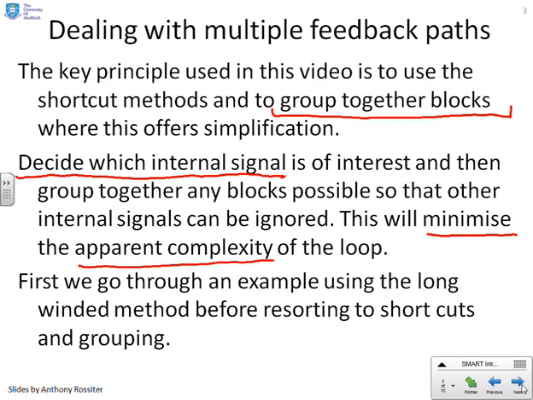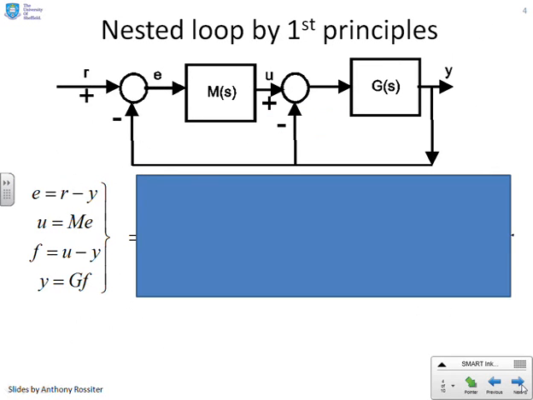What we're going to do now is go through an example using a long-winded method without grouping, and then we'll show how using shortcuts and grouping can make life easier. So here we go, here's the first example. You can see there are two feedback paths, one here and one here. But I should note that both those feedback paths contain the signal Y, so they're feeding back the same signal. That's often the case, though not always.